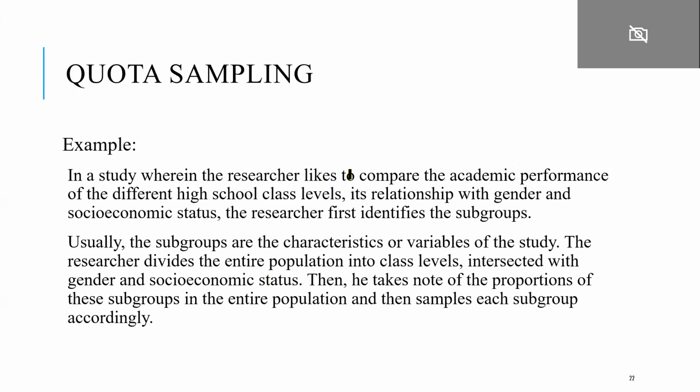In a study wherein a researcher likes to compare the academic performance of different high school class levels and its relationship with gender and socioeconomic status, the researcher first identifies the subgroups. I have already discussed this. Usually the subgroups are the characteristics or variables of the study. The researcher divides the entire population into class level, intersected with gender and socioeconomic status, as per the objective and as per the researcher's judgment. Then it takes note of the proportions of this entire population and then samples each subgroup accordingly.